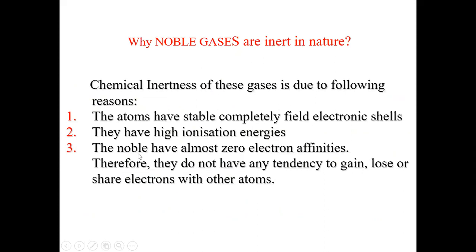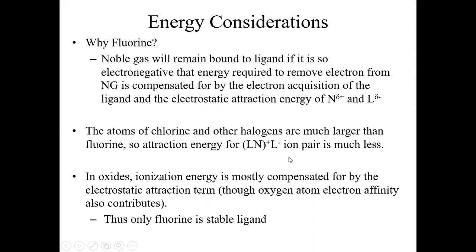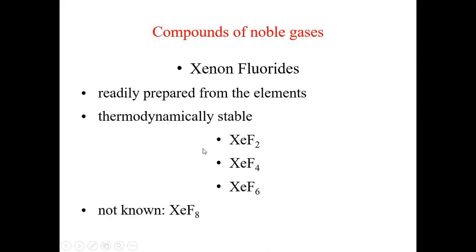And noble gases, why inert was also discussed: due to the stable electronic configuration, high ionization energies, and zero electron affinity, they don't lose or gain electrons. And due to this energy concentration, fluorine and oxygen bond with the zero group elements, mostly xenon. So for xenon compounds we have seen the fluorides: difluoride preparation and properties, tetrafluoride preparation and properties, hexafluoride preparation and properties.